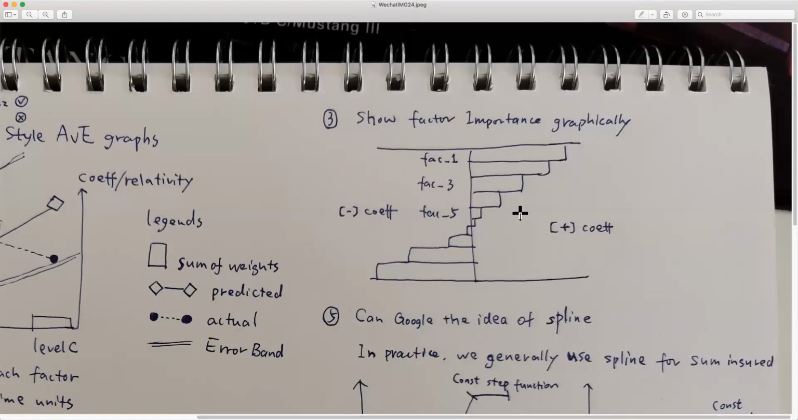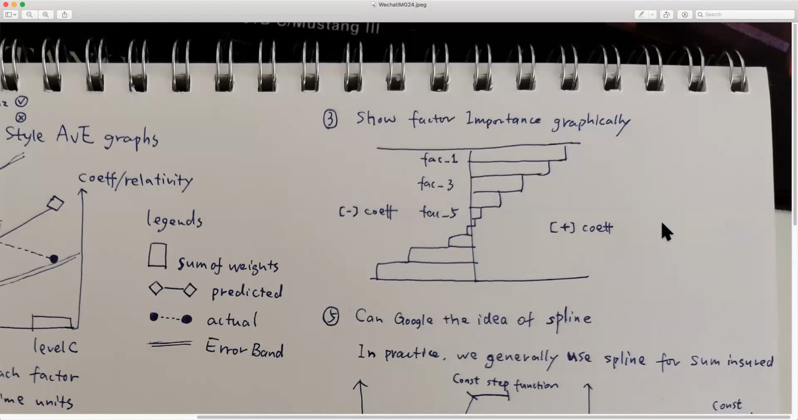Okay, the third one is maybe we can show the factor importance graphically. I noticed you have pasted some outputs of the R console at the end of your paper, but probably it's not a good practice.